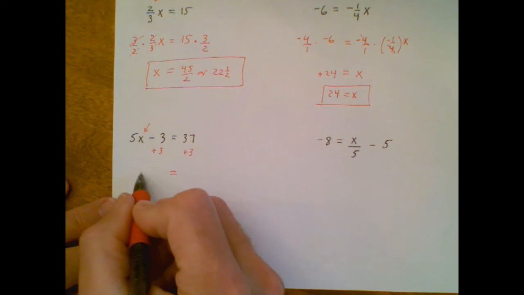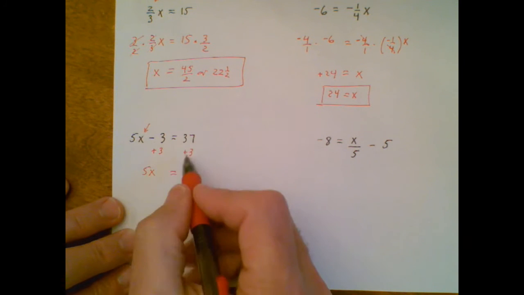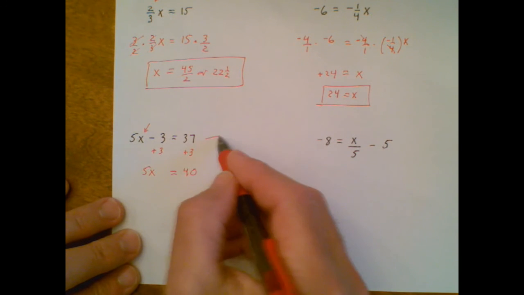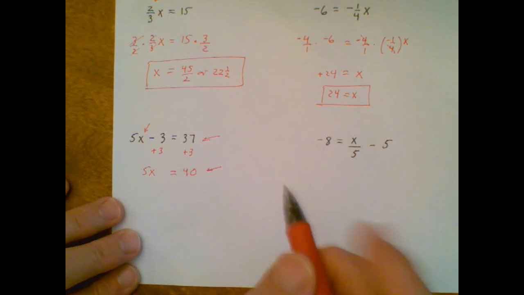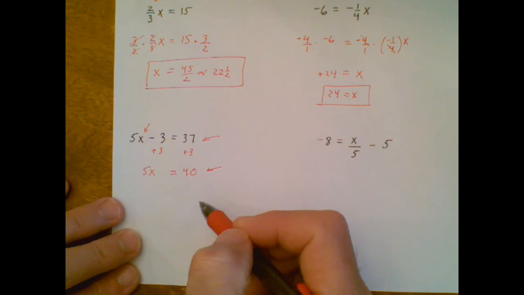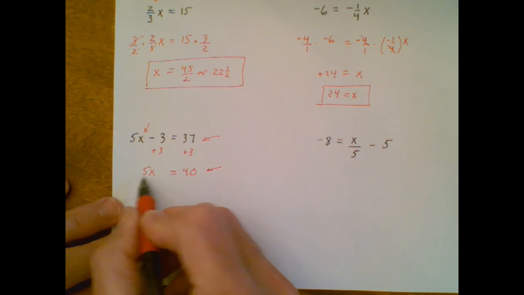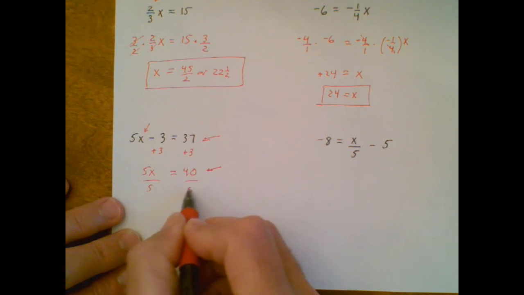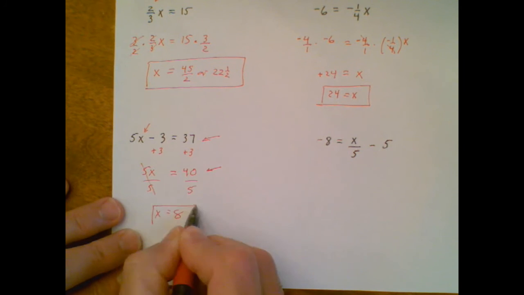When I do that, I didn't do anything to the 5x, so that comes down to the next line. A 37 plus 3 is 40. So what I've done is I've taken a more complicated equation, and for one step, I've made it a little easier. My goal is still to get x by itself. I still ask myself what's attached and how is it attached. So the 5 is attached to the x by multiplication. I will divide, reduce, and x equals 8.